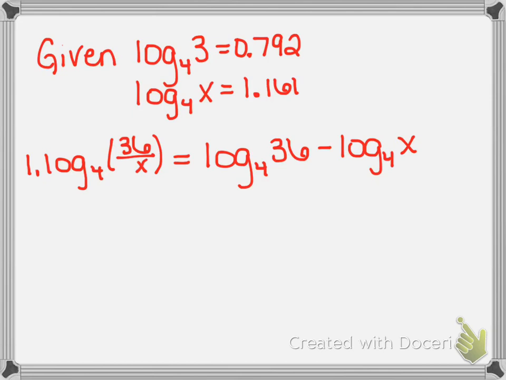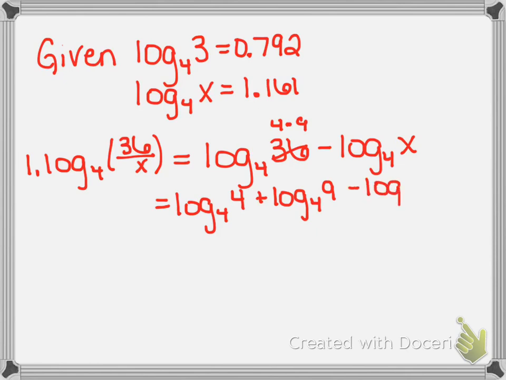But I don't know what log base 4 of 36 is, so I'm going to need to split that 36 up even more. And 36 is the same thing as 4 times 9. And so I could go ahead and split that up. Those two things are being multiplied, so I could split those two up into separate logs with addition. So it would be log base 4 of 4 plus log base 4 of 9. And then the minus log base 4 of x is still there. I'm just not doing anything with it right now.